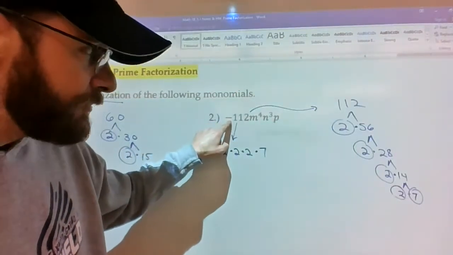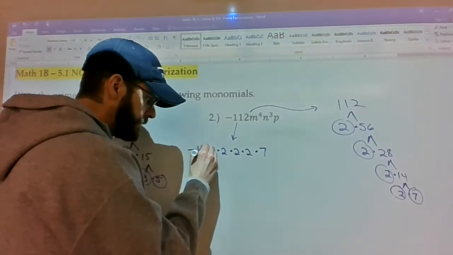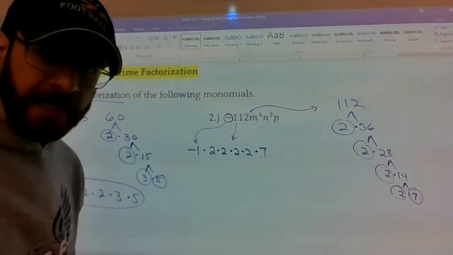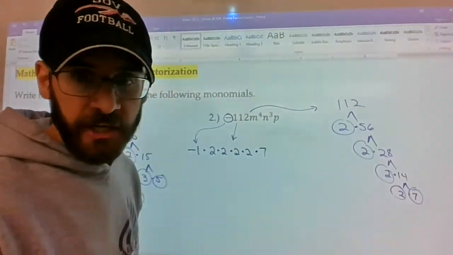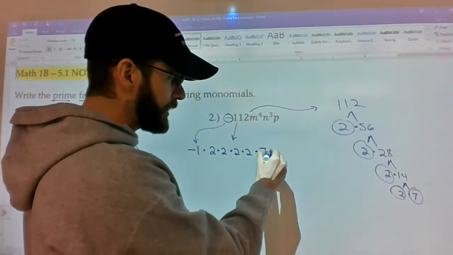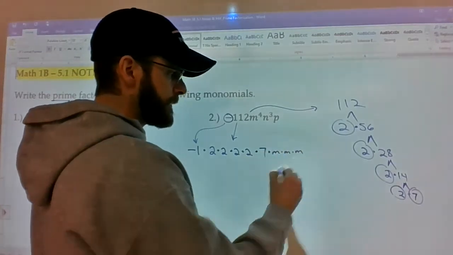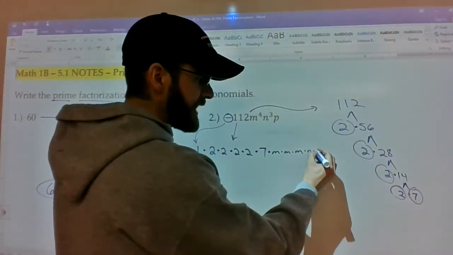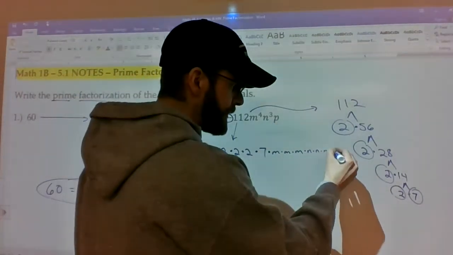How do I make negative 112? Well, I can put a negative 1 out front. That's how we take care of the negative, by multiplying by a negative 1. And then all I'm asking you guys to do with the variable expression here is to expand it. Okay? So to expand m to the 4 power, you just multiply by m 4 times. Expand the n's, that's going to be n times itself 3 times. And then there's 1 p left over.